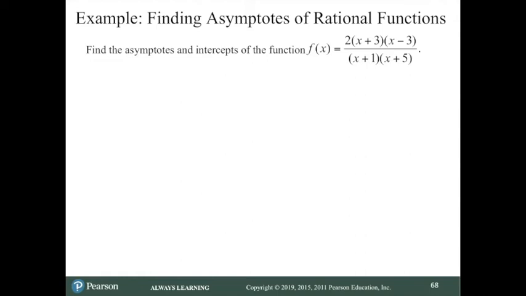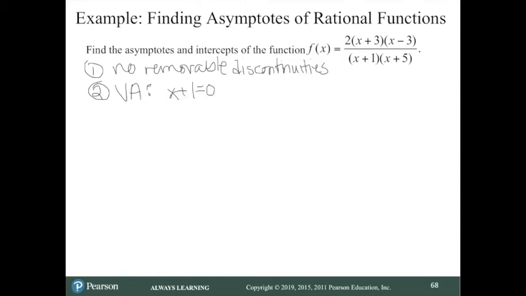First thing I'm going to do is I'm going to say, does anything reduce? No removable discontinuities. And then we're going to look at vertical asymptotes, which is the denominator. x plus 1 equals 0, so x equals -1, and x plus 5 equals 0, so x equals -5. Now these are our restrictions in the domain.